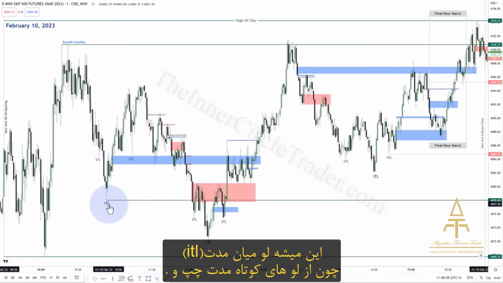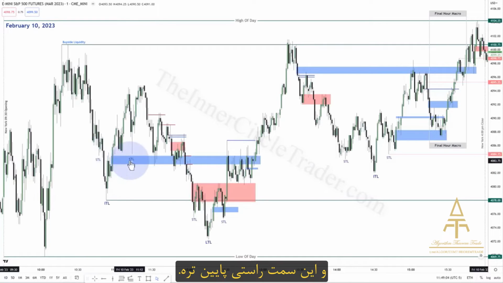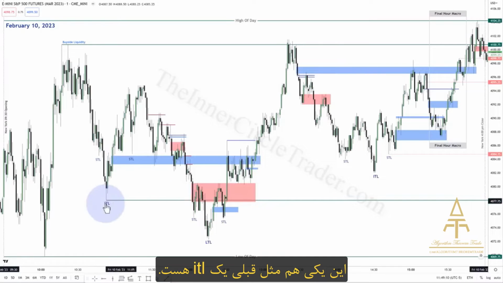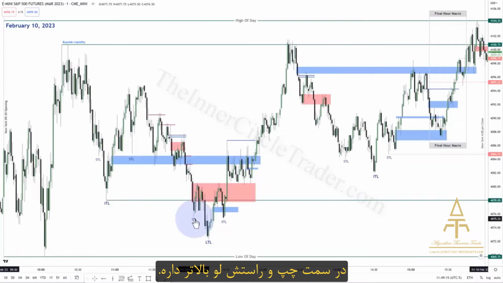So we have an intermediate term low, which is a low that's lower than the previous short-term low and lower than the higher low here. So there's three points, okay? Just like this is an intermediate term low here, this is an intermediate term low as well because it has to the left of it a higher low and a higher low.